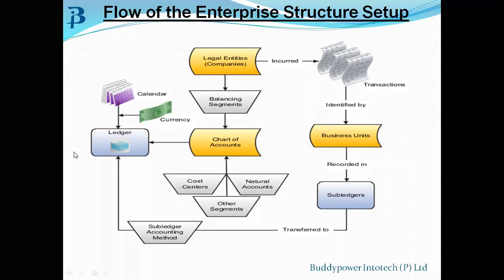Then we define the balancing segments, which we will show you in tomorrow's class. You add different segments and give values to them. Then comes the chart of accounts, wherein you define your cost centers, your natural accounts such as asset, expense and liability, and your other segments. So you understood how the whole setup happens.